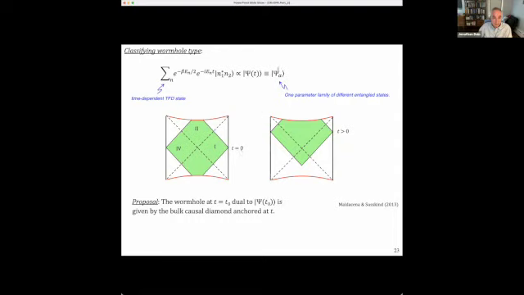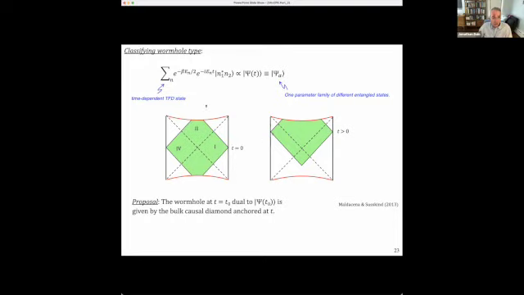So for the t equals 0 member of this family of entangled states, the wormhole in the bulk is represented by this causal diamond, this green region. And for some other member of the family, at some value of alpha other than alpha equals 0 or t equals 0, the bulk region that represents the corresponding wormhole is given by the causal diamond anchored at that particular value of t on the boundary. So this green region.